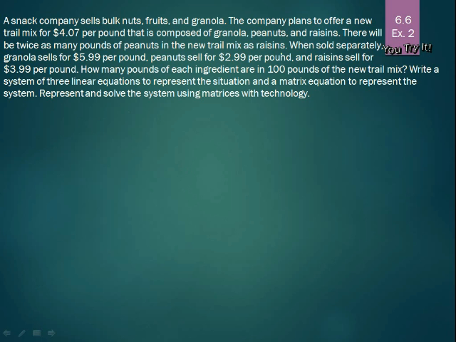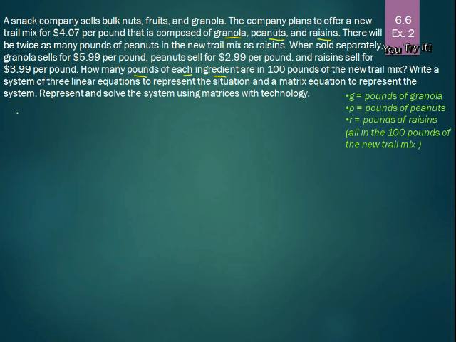Okay, so it's asking us here in our question how many pounds of each ingredient are in this 100 pounds of the new trail mix. And so our ingredients are granola, peanuts, and raisins. So we want to know how many pounds of each. Let's go ahead and define those variables. So just for simplicity, let's call the pounds of granola G, the pounds of peanuts P, and the pounds of raisins R for this 100 pounds of new trail mix.